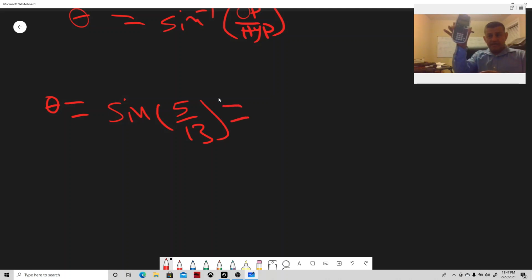Take the little calculator. I have this TI-30XS. So go second, and then go sine, second sine inverse, and then you put 5 over 13, which is equal to 22.61 degrees.